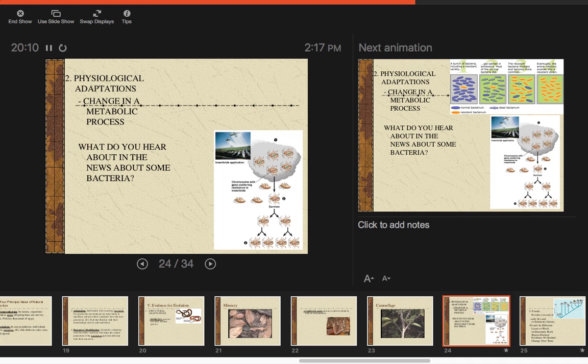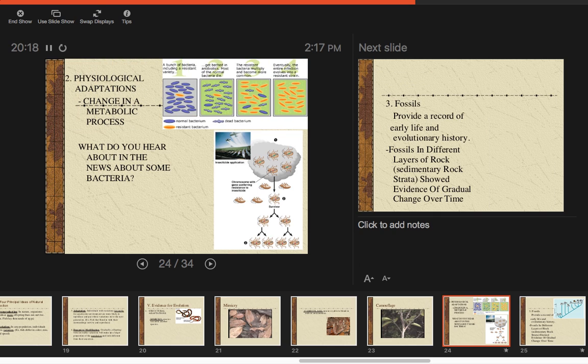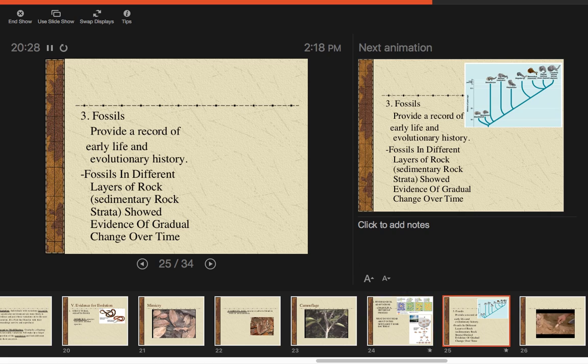Physiological adaptations. This would be like a change in their metabolic process. So remember, this is the bacteria example. The metabolic process meaning that the bacteria were able to become resistant to the penicillin. Fossils is another piece of evidence we use. You can dig up fossils and see how organisms have changed over time by looking at their ancestors.